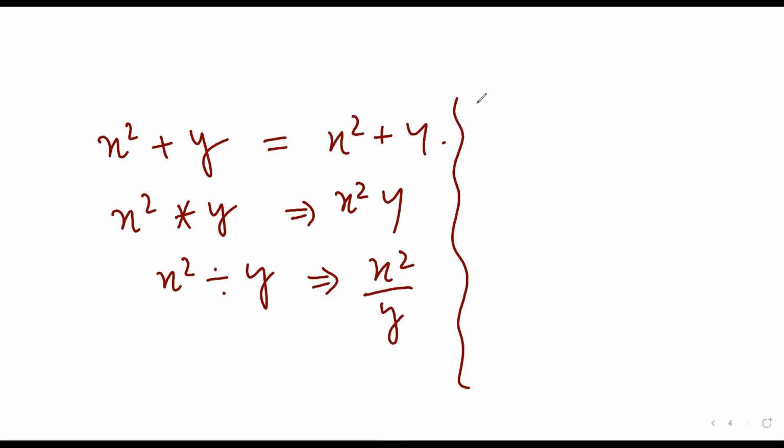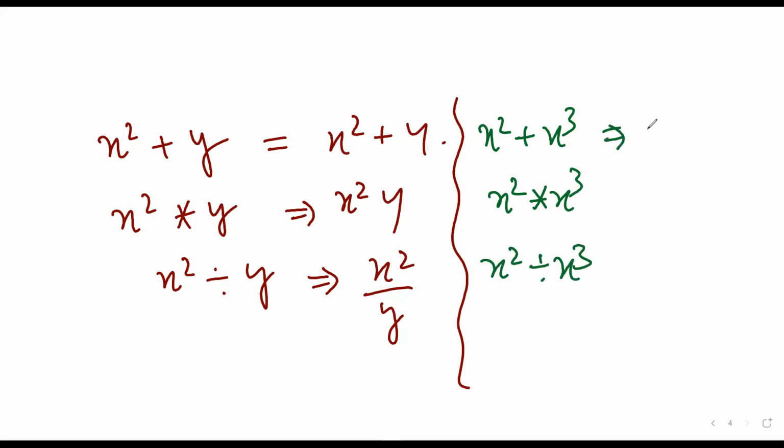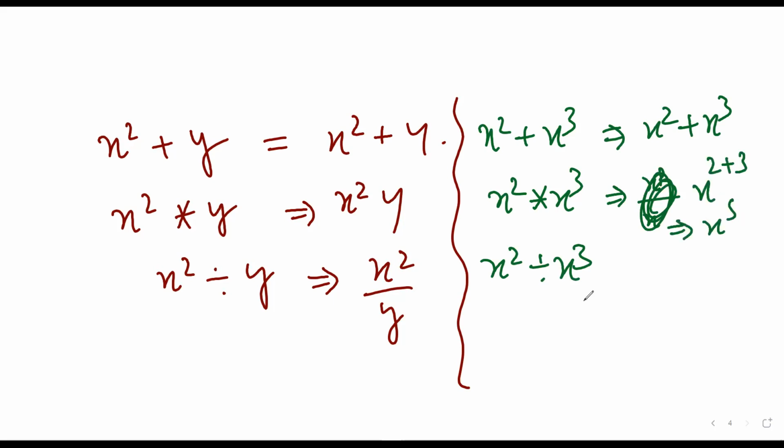But in the daily algebra you will see in 8th and 9th class, you will get x square plus x cube, x square into x cube, x square divided by x cube. Plus has no solution; the question is the answer. Rules of exponents will apply: x square into x cube would be x raised to 2 plus 3, which is x raised to 5. Again rules of exponents apply: x square divided by x cube is x raised to 2 minus 3, which is x raised to minus 1.